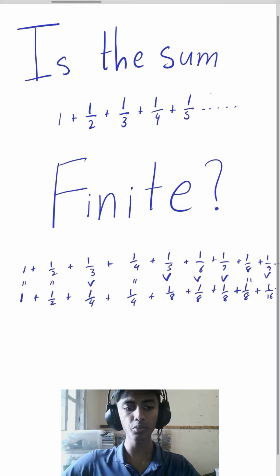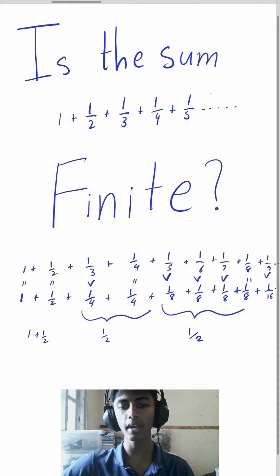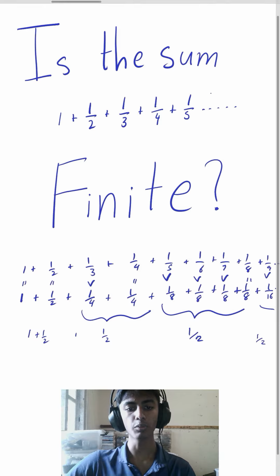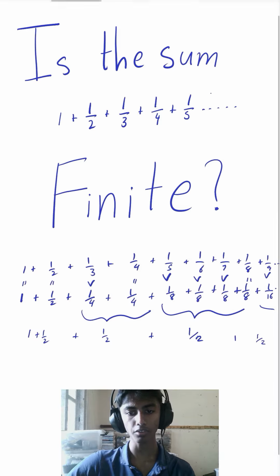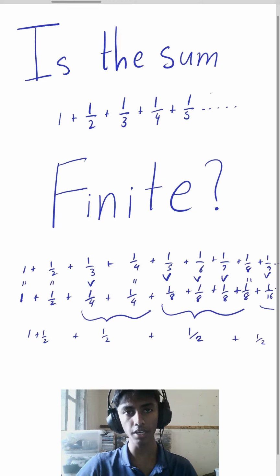Considering the sum of the bottom series, we can see here we have a 1 and a half, so 1 plus a half. Out of these two 1/4s, we get another 1/2. Out of these four 1/8s, we get another 1/2. And out of the eight 1/16s, we will get another 1/2. So therefore, the bottom sum is 1 plus a half plus a half plus a half infinitely. So therefore, the bottom sum is infinite. It's 1 plus an infinite number of halves, which is going to be infinite.